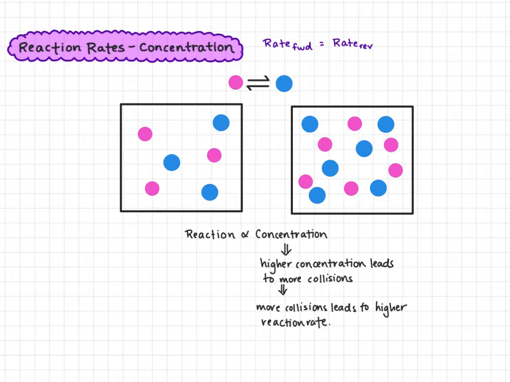So in our diagram on the left, we have 3 of each atom. This is going to have a relatively low rate of collision. In our diagram on the right, we have significantly more atoms present, and so there's going to be more frequent collisions leading to reactions. And so anytime we increase the concentration of a substance, we're going to increase the rate of the reaction that consumes that substance.